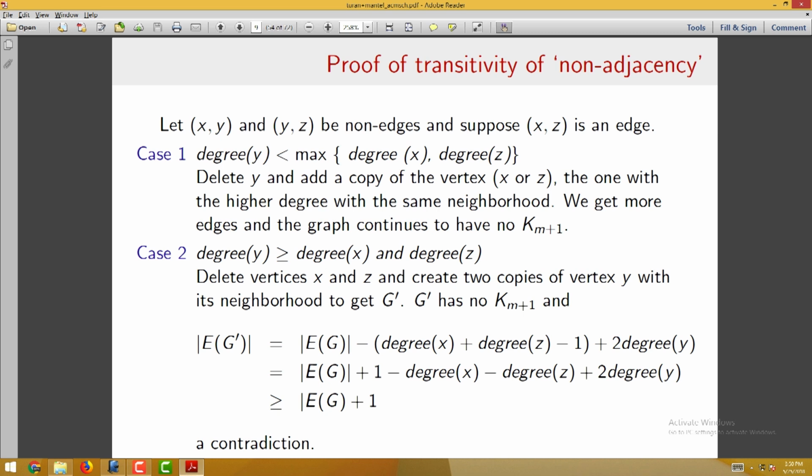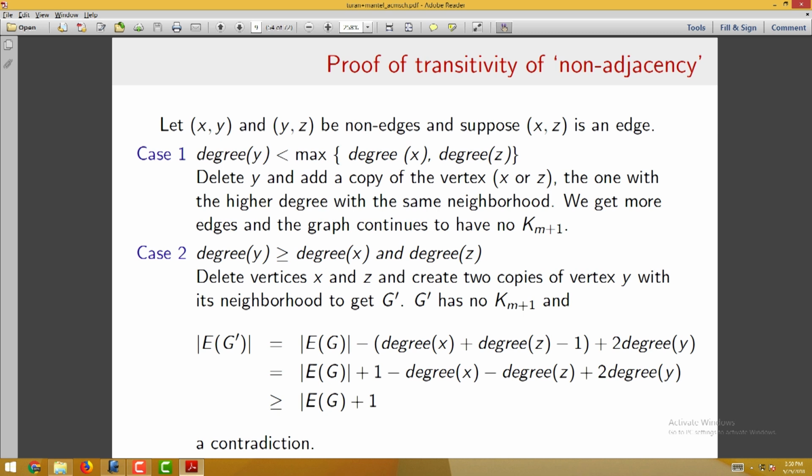Okay. To summarize, what did we show? We wanted to show that the maximum number of edges in a graph with no K_{m+1} is so-and-so, and what we said is that the non-adjacency relation in the extremal graph is an equivalence relation. So, such an extremal graph must be a complete m-partite graph. Okay, so these are just very cute proofs.